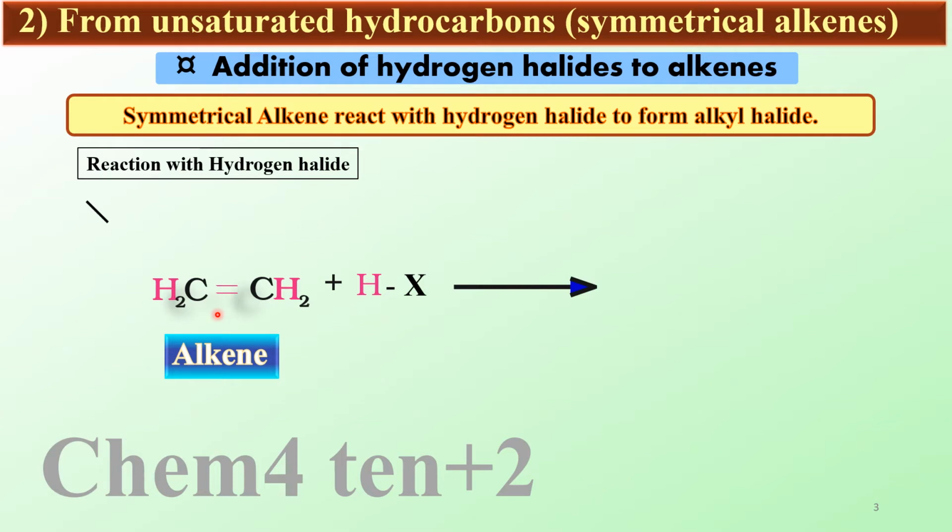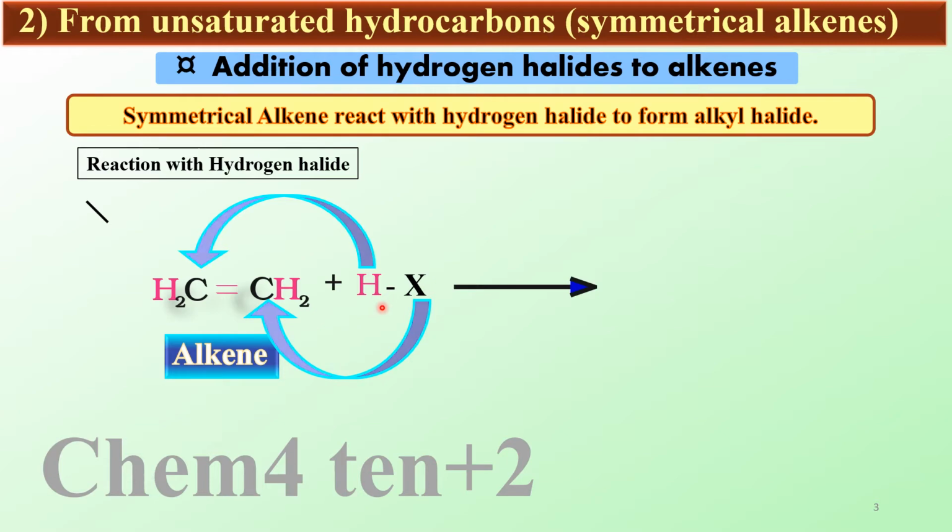Here, addition of hydrogen halide HX, like hydrogen chloride, hydrogen bromide, or hydrogen iodide, converts alkene into corresponding alkyl halides. So how the reaction proceeds, let's understand.